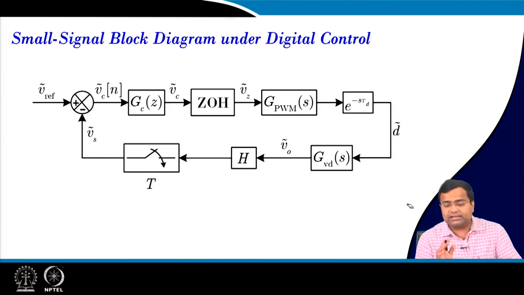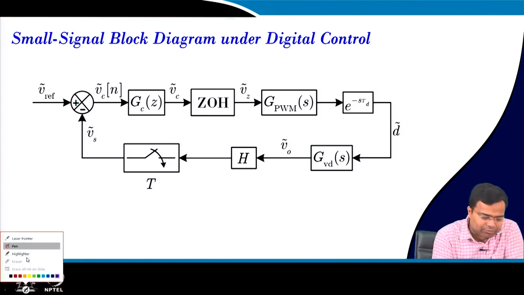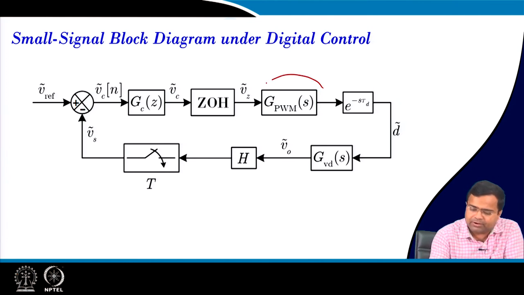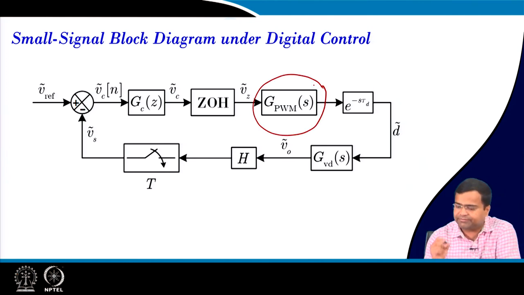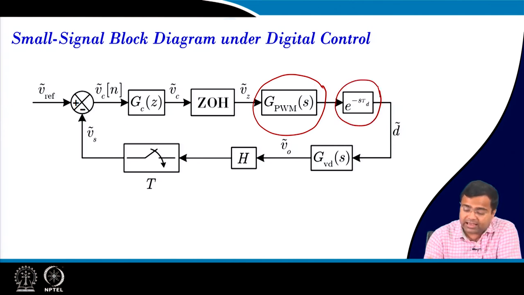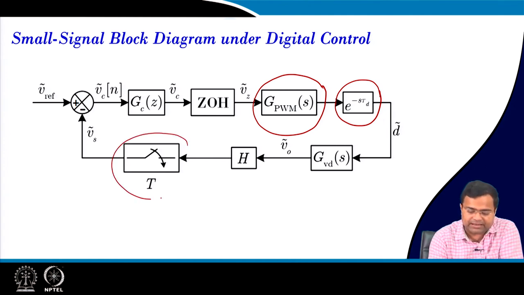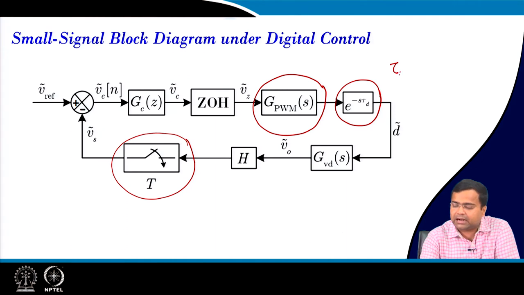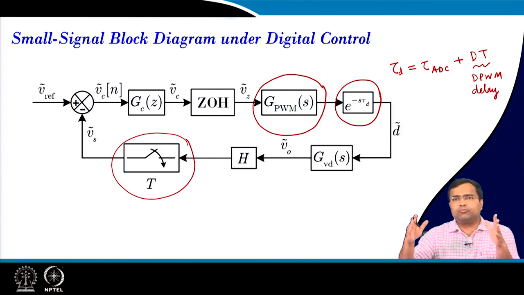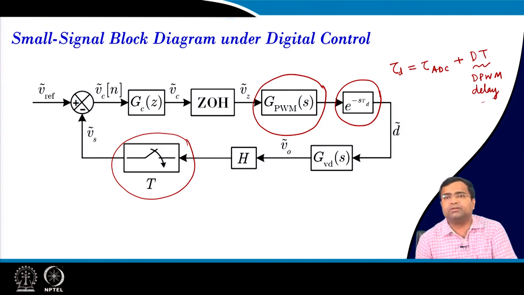Now the small signal block diagram. We can write the small signal block diagram like this. This is the PWM transfer function for the analog control, that is 1 by Vm. This is the delay. Now here the delay can be grouped into two. One delay we saw, the DPWM delay. Another delay we have to consider is due to the ADC sampling delay. So the total delay here turns out to be tau ADC plus D into T, which is your DPWM delay, and this is under trailing edge PWM.